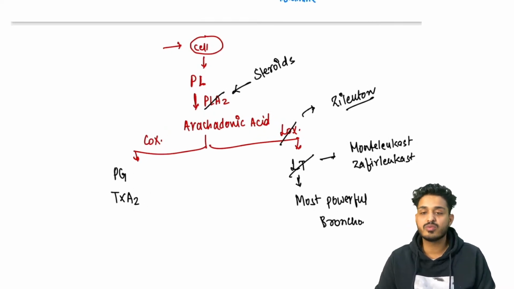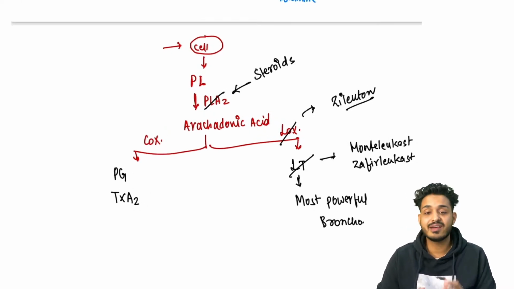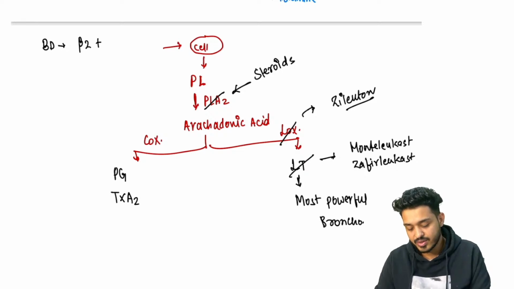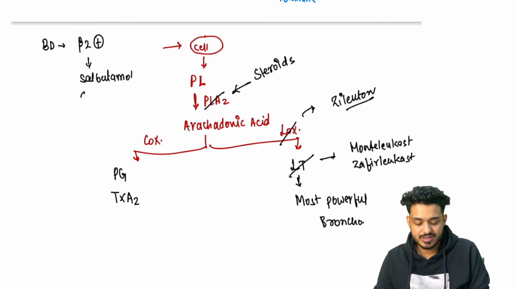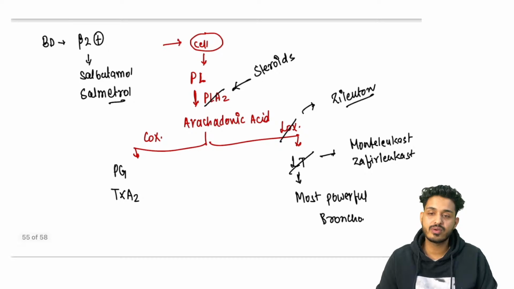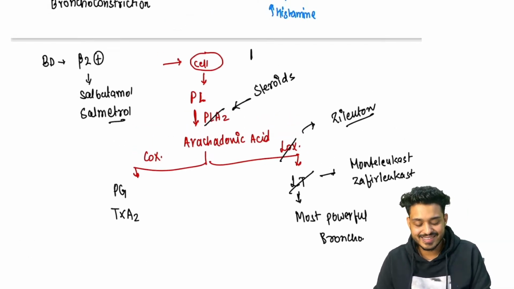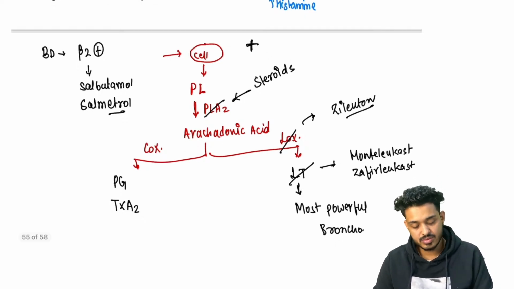Apart from that, what is the problem we are having? The problem we are having is bronchoconstriction. So what we can do is bronchodilation, and bronchodilation is with the beta 2 agonists. Beta 2 agonist drugs like salbutamol, and salmeterol, which is long acting, right? We can add these drugs along with the steroids. That is going to be the best combination, right? So these are the things.